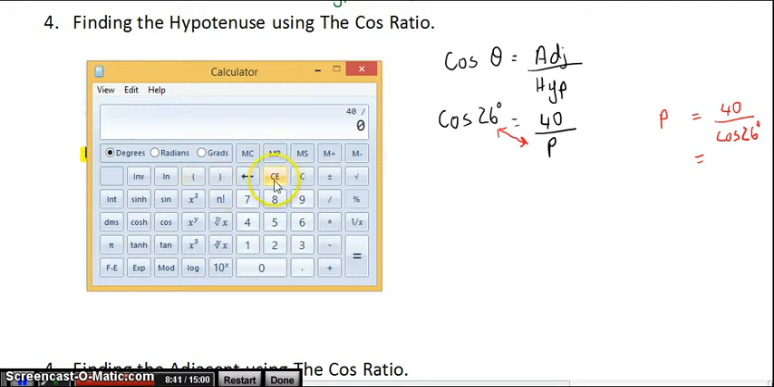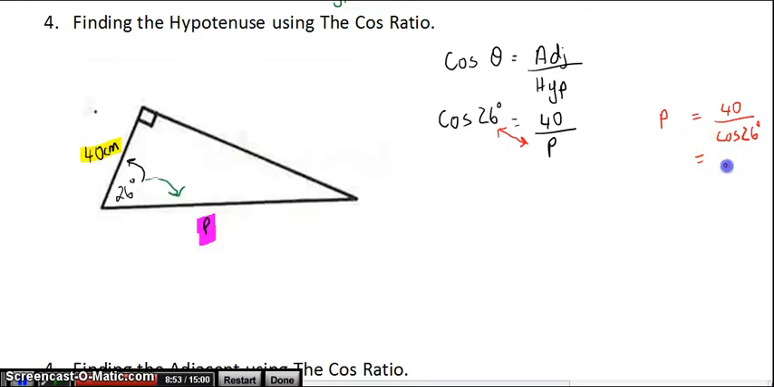Let's try again. Try it in your calculator, boys. I'll try it on my other calculator. 40 divided by cos 26, you should get 44.55. Not degrees, because we're dealing with the measurement here, centimetres. And that's your answer, 44.5 centimetres, rounded.